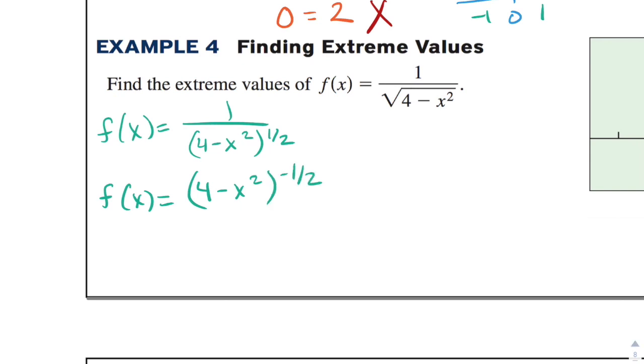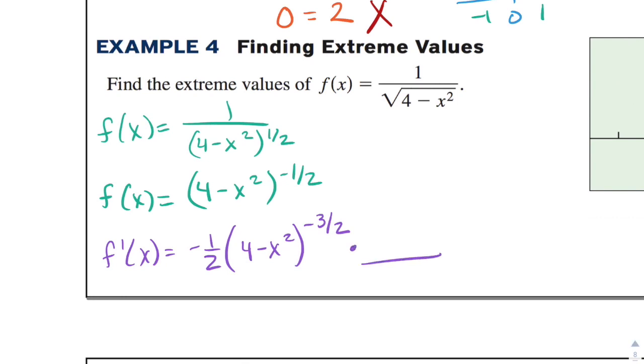Okay. And when I find the derivative, I need to be cautious that I do the chain rule as well. So the derivative: drop your exponent in front, keep everything the same, take away 1 from the exponent, which is taking away 2/2. And then don't forget to times by the chain link. The derivative of the inside is negative 2x. Don't forget to multiply by that chain link.